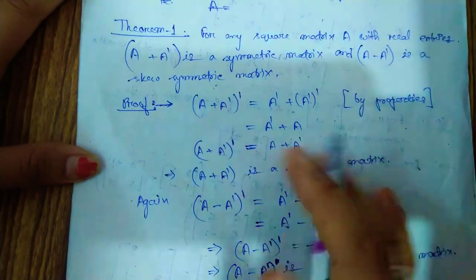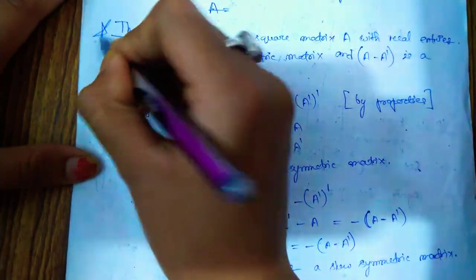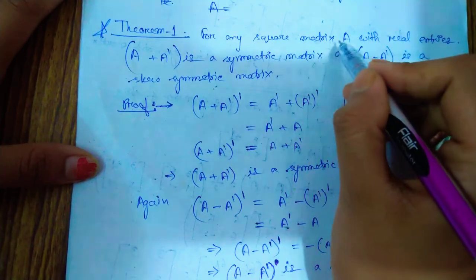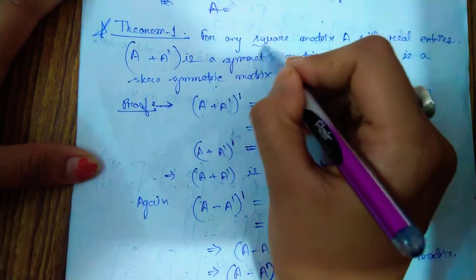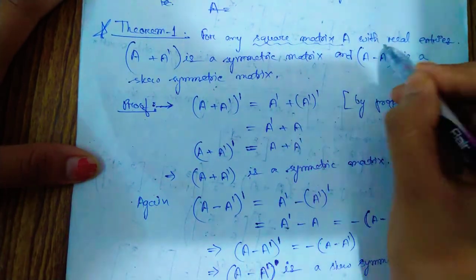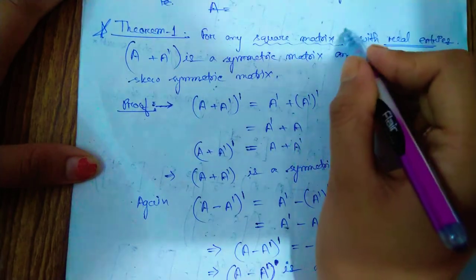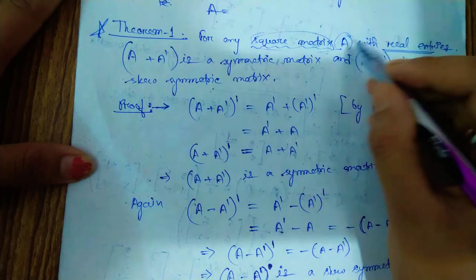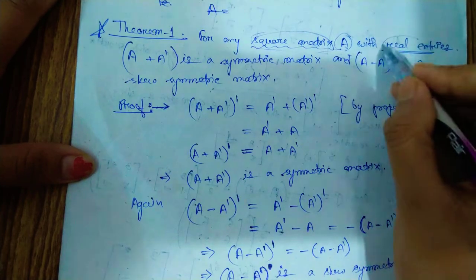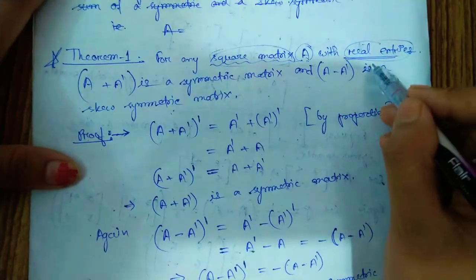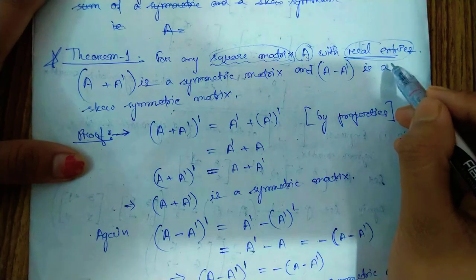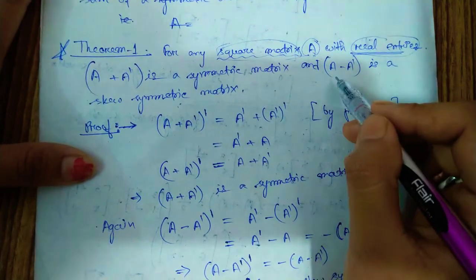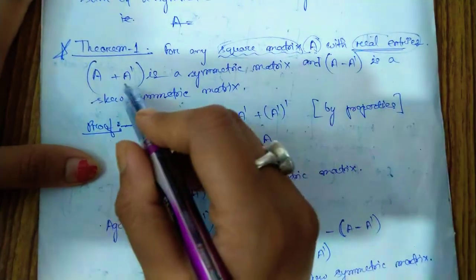Next we come to a theorem. It's an important theorem. Any square matrix A, it must be a square matrix, with real entries. Two conditions: the matrix must always be a square matrix, and the second condition, A must always have real entries. That means complex entries cannot be there, the number i cannot be there, no complex number.